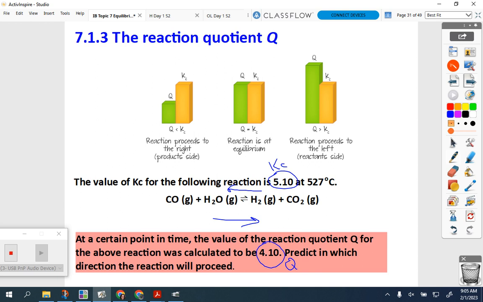Which direction is the reaction going to go, to the right or to the left? Q is 4.1, K is 5.1. It's going to the right because Q is less than K. Think about the way those expressions are set up. The products of the forward reaction are on top. If Q is less than K, that means we haven't made enough progress towards the products yet, so it's going to continue going towards the product side. If Q is greater than K, it's like we've made too much of our products. We need to go back to the reactant side to balance that out to get to equilibrium.